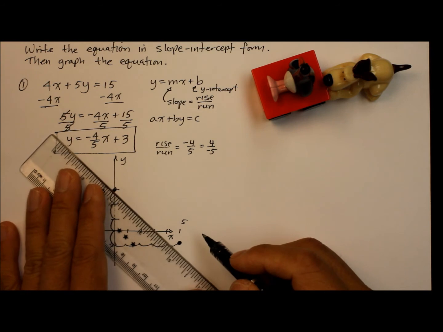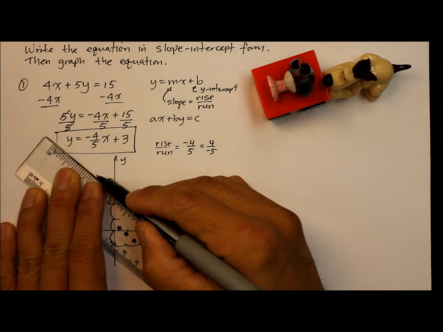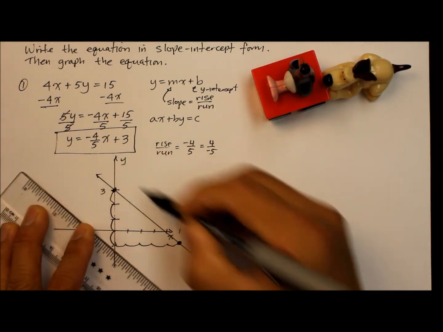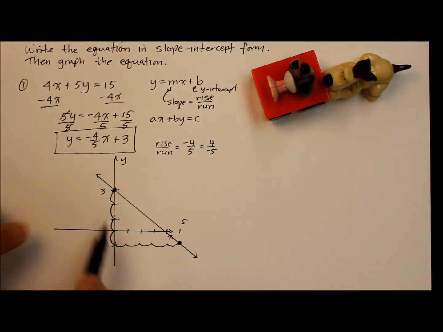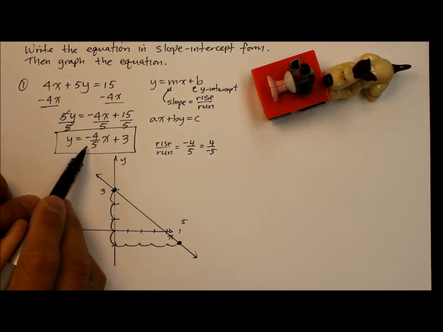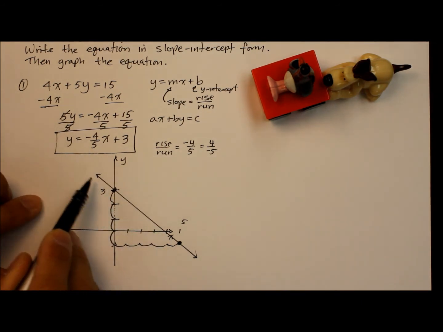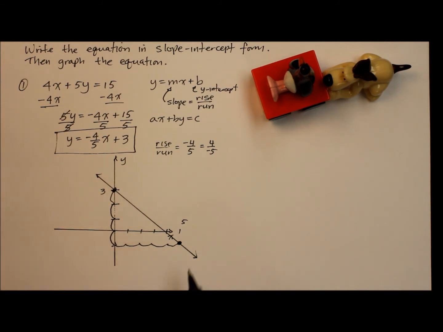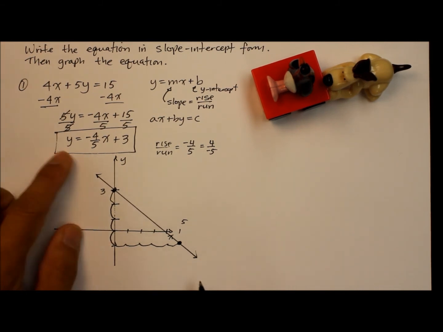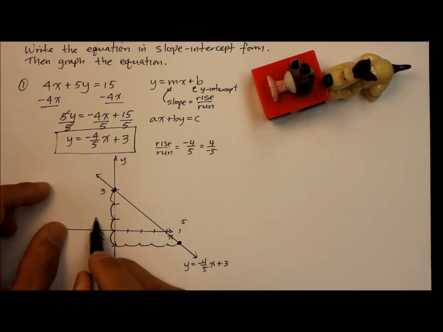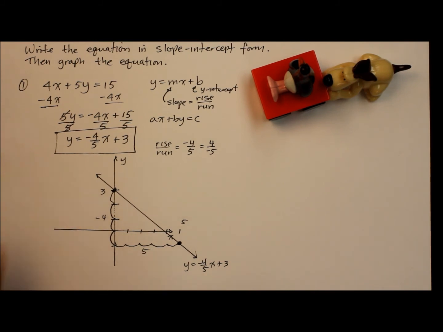And now you draw the line through those 2 points. And you have what you call a negative slope, because there's that negative slope. It goes down from left to right. And this line represents the equation y is equal to negative 4 over 5x plus 3. And we have negative 4, run 5. Okay?